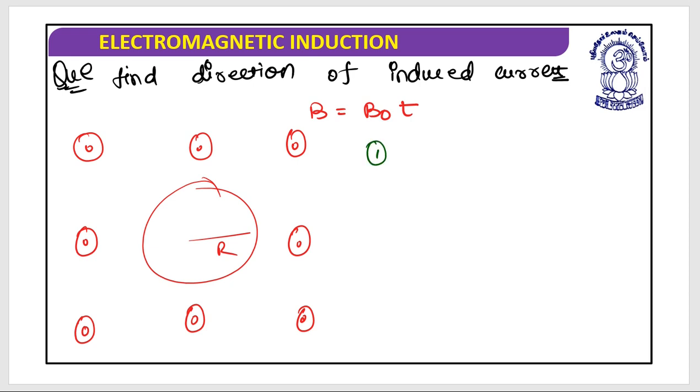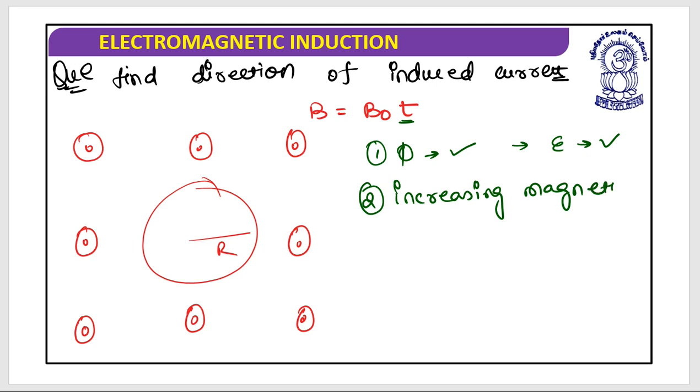First, is there a change in magnetic flux? Yes, the magnetic field is changing. So if the field is changing, yes, flux is changing. If flux is changing, EMF will be there. If EMF will be there, induced current will be there. Now what should be the direction of induced current? So the second is, increasing magnetic field produces change in flux.